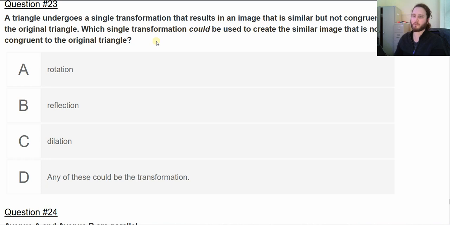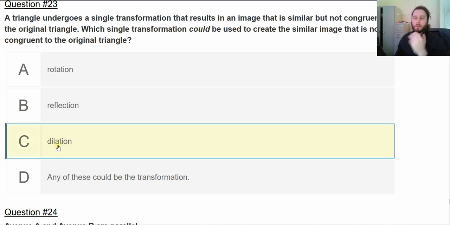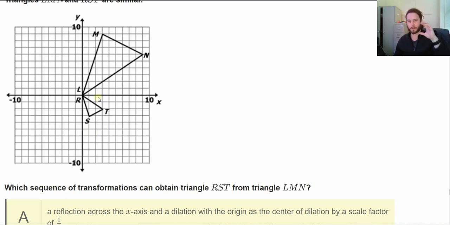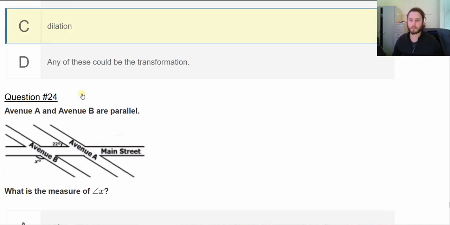For number 23, pause this, read it, because I just said something like this for one of the previous problems. So pause it and unpause it and see how this one is. All right, so it's going to be a dilation. A dilation is the only one that creates an image that is similar but is not congruent, a shape that is not exactly the same. And that's what this is. These two triangles are similar, but they are not exactly the same because the dilation changed the dimensions. So that's what that means.